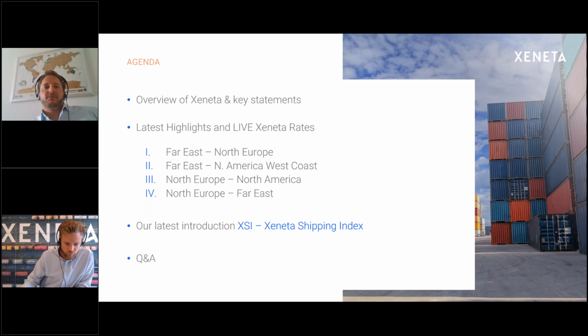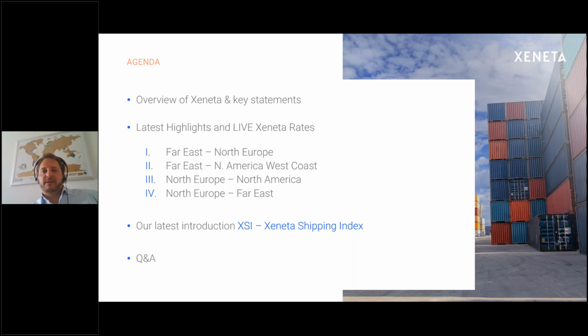As Martin has already outlined, as most of you will be completely new to our company, we will give you a quick overview of what Xeneta actually is and our key statements, so our main goal and mission statement. Then, of course, for the purpose of today, we will go into a couple of live Xeneta rates from our platform, to show you how we present our market information and the kind of use cases you can profit from, and then also refer to our latest introduction of index-based solutions. Overall, it should be a very interesting 25 minutes, and we hope that you take a lot away from it. Please feel free to ask your questions right at the end of the session.